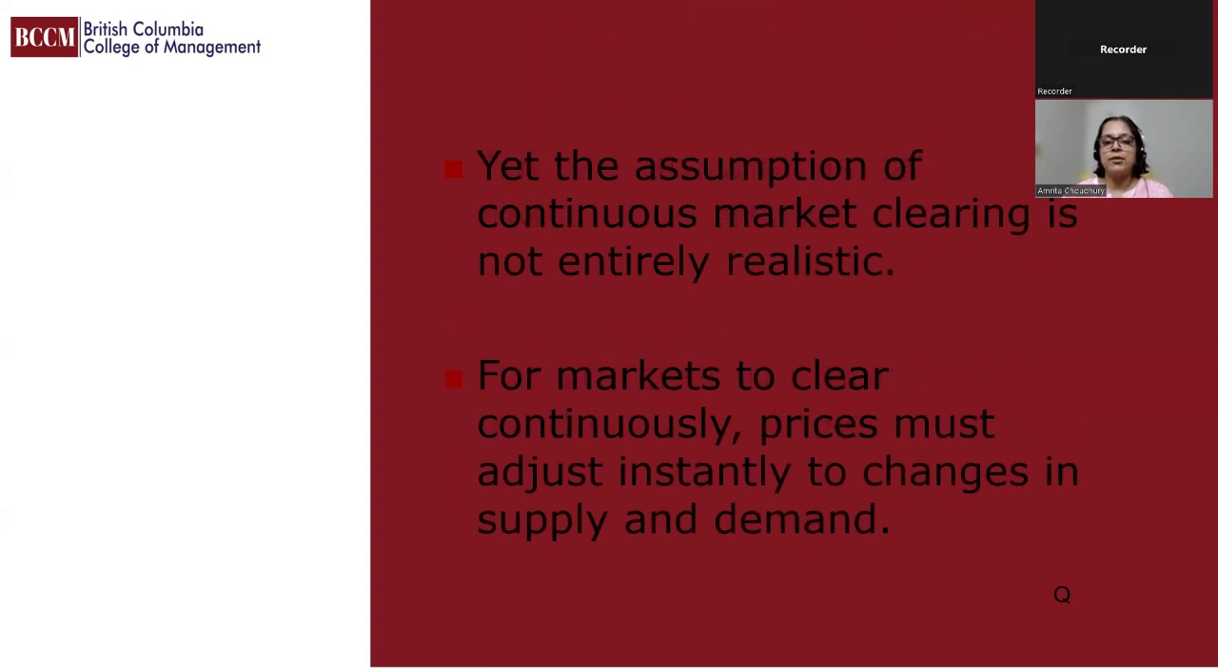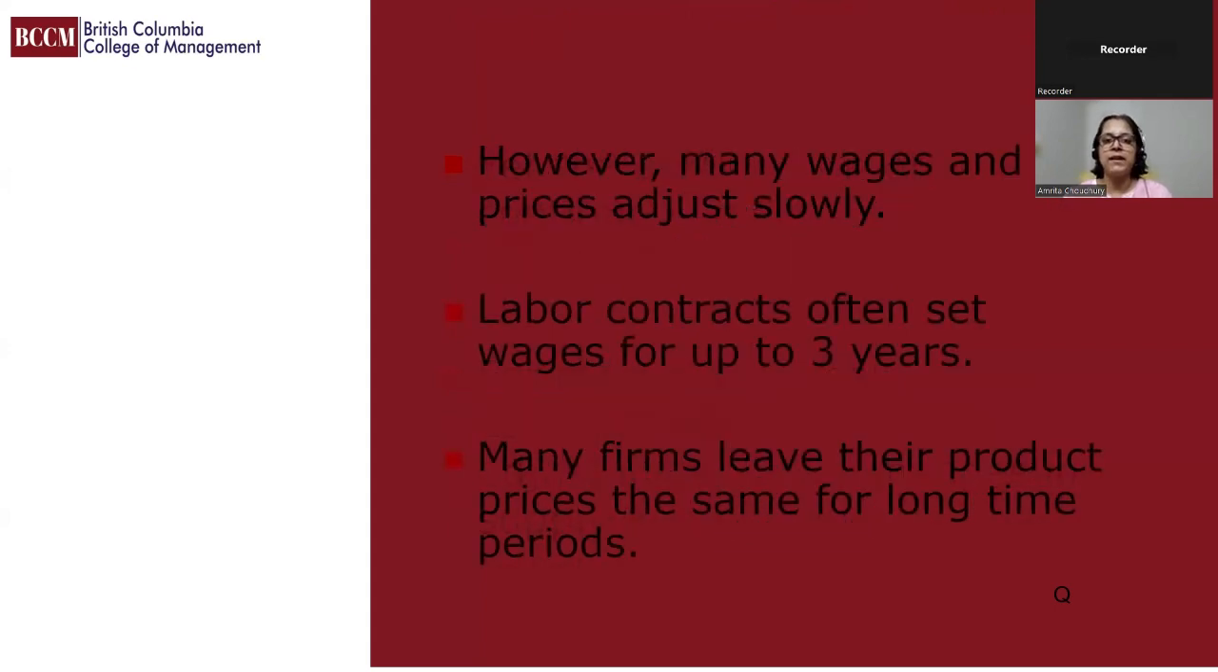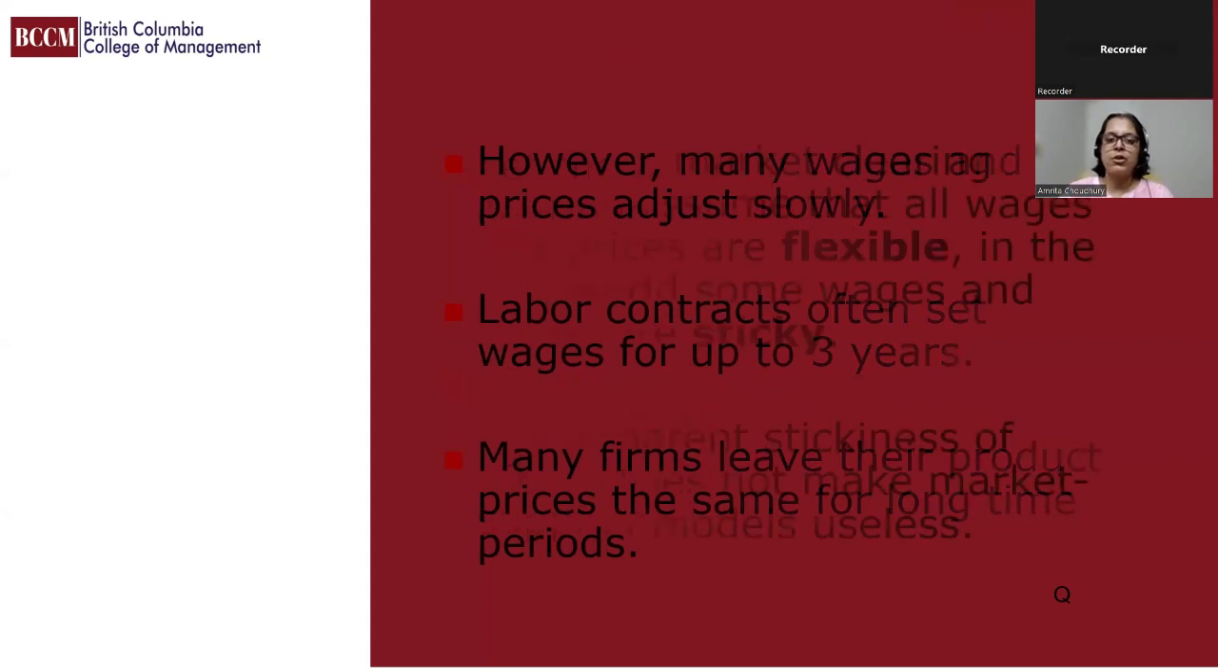But this assumption of continuous clearing of the market is not very realistic, because for markets to clear instantly or continuously, the prices need to adjust immediately to changes in supply and demand. But it rarely happens in reality. Basically, money wages and prices adjust very slowly. When labor contracts are signed normally for a period of, suppose, 3 years, then wages will remain fixed for 3 years. They can change only after that period. Again, there are many firms which leave their product prices the same for long periods of time, so that they don't lose customers. So all these factors are there.